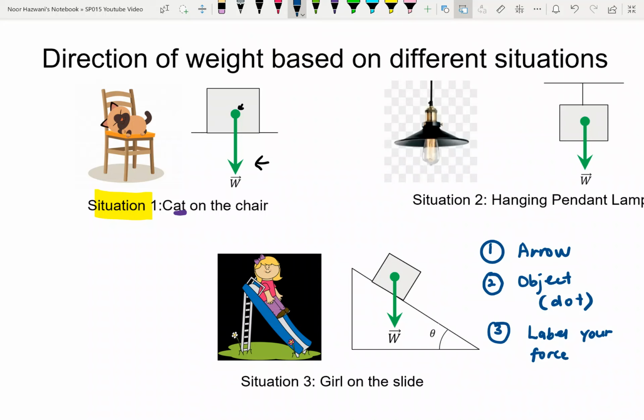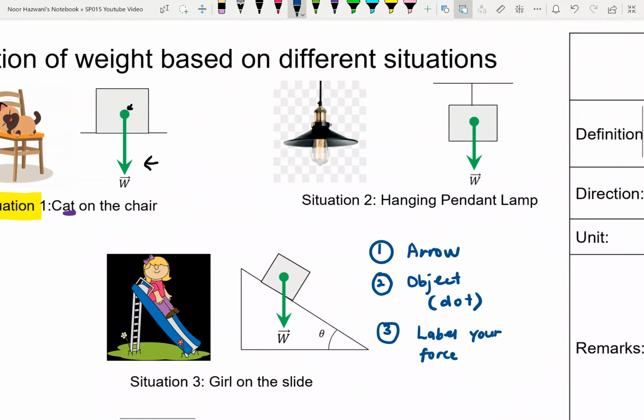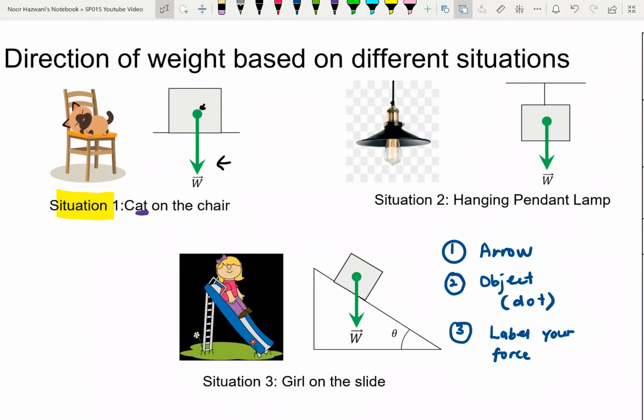First, you must draw a dot to represent your object. Second, you must draw an arrow, not a solid line. And the last one is you have to label your force. So now we are discussing weight. Weight is always downward. Same for the second situation: we have a hanging pendant lamp. Even though the object is hanging, the weight is always acting downward. For weight it is easy, because the force is always downward.